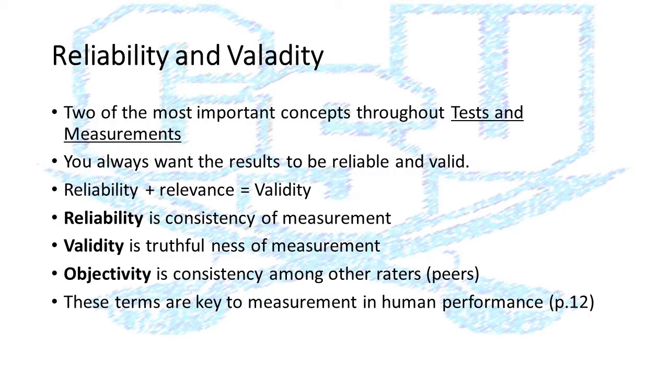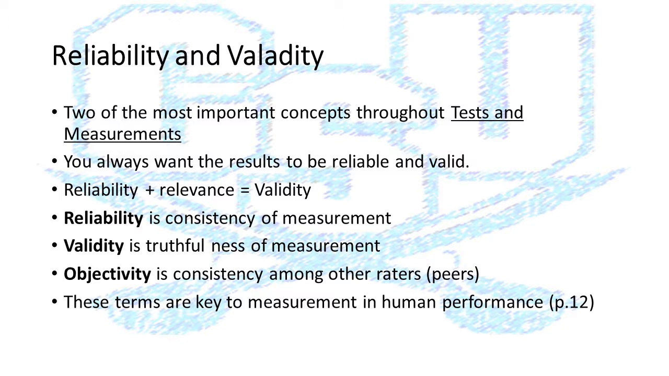So here are 2 words we previously discussed, and it would probably behoove you to go back and make sure you commit these 2 to memory: reliability and validity, which are the 2 most important concepts throughout tests and measurements. We're going to readdress that throughout every chapter of the book. The way this works is you always want the results to be reliable and valid. I know that sounds like a no-brainer, and we'll explain some of that here in a second.